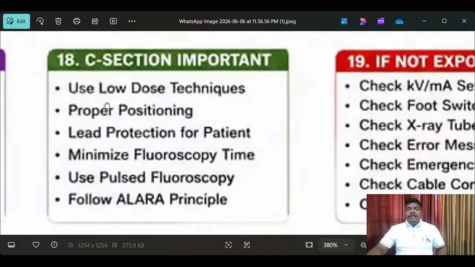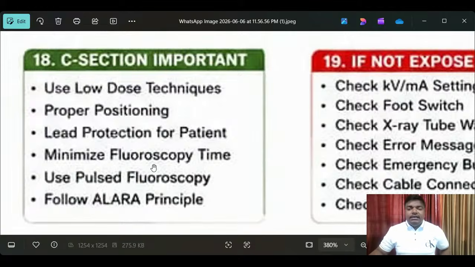Next point is C-arm importance. C-arm is named that way because it looks like a C. When you see it, the console, monitor, and C-arm main parts are visible, along with the foot switch and communication cable. Next, importance: use low dose techniques and proper positioning, lead protection for the patient, minimum fluoroscopy time, use pulse fluoroscopy, and follow the ALARA principle. This is very important.